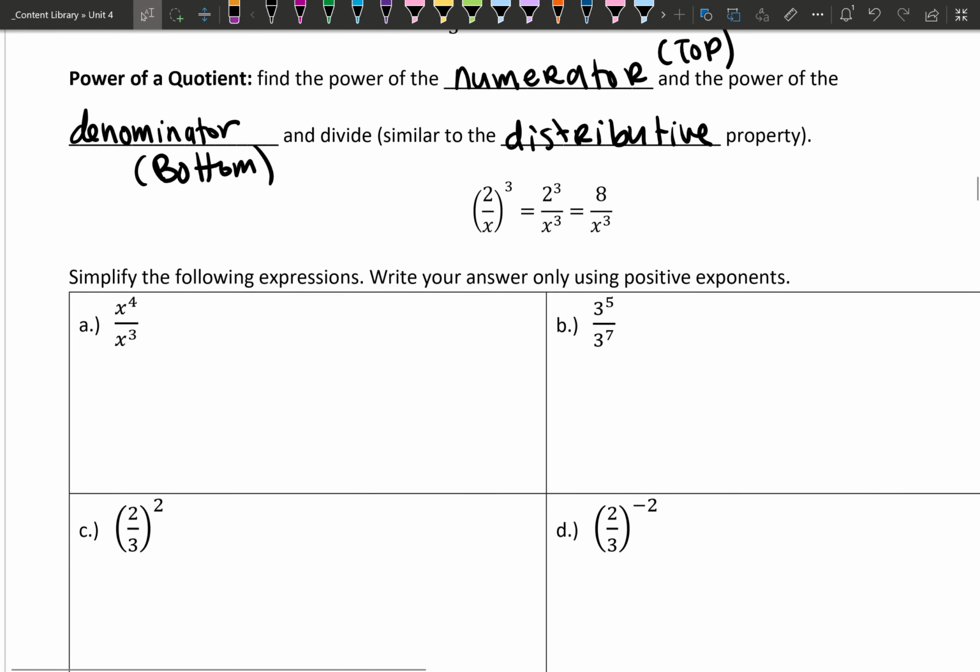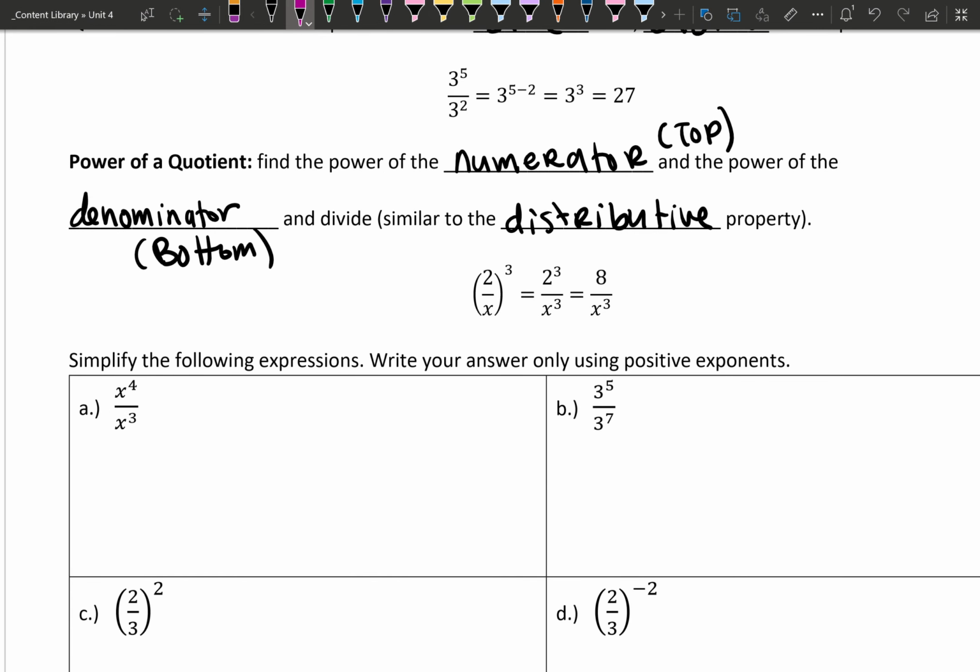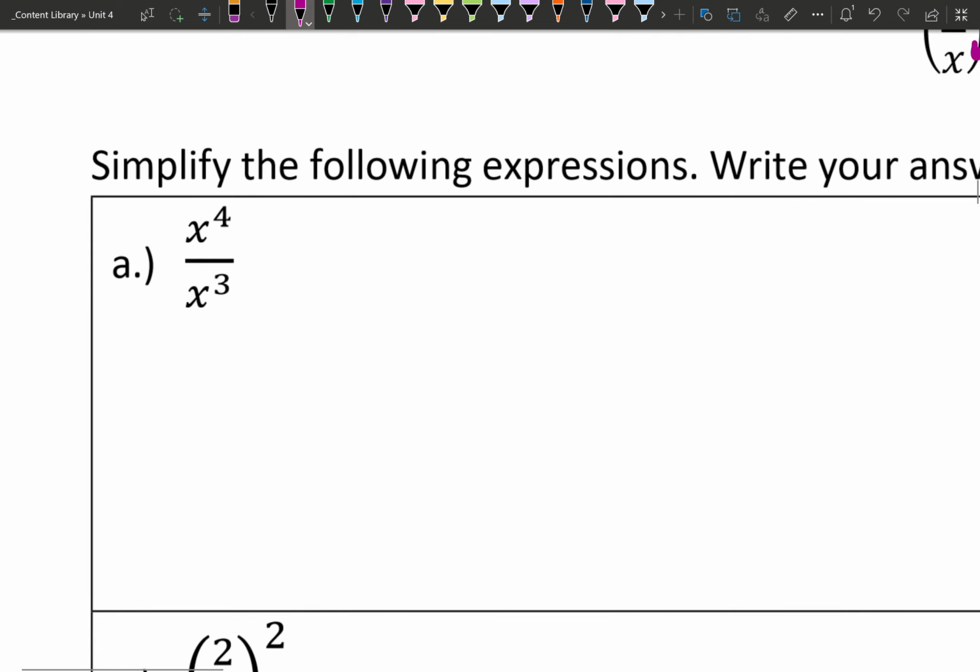the distributive property. In this little example here, I give the 2 the 3 and the x the 3. I didn't distribute. It was power of a quotient. It looks like distribute. It's not distributing. All right, let's take a look at letter A.